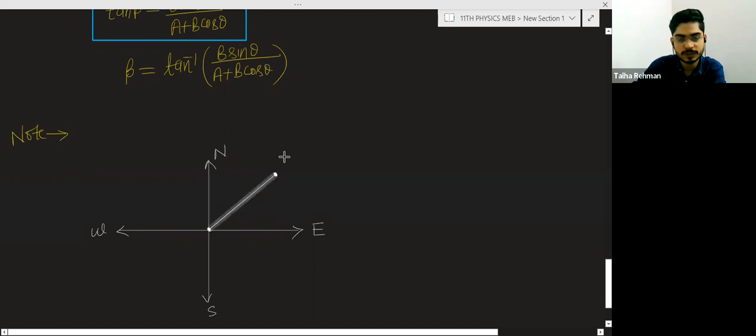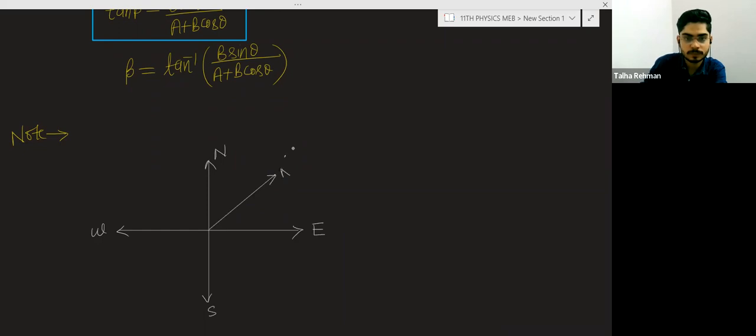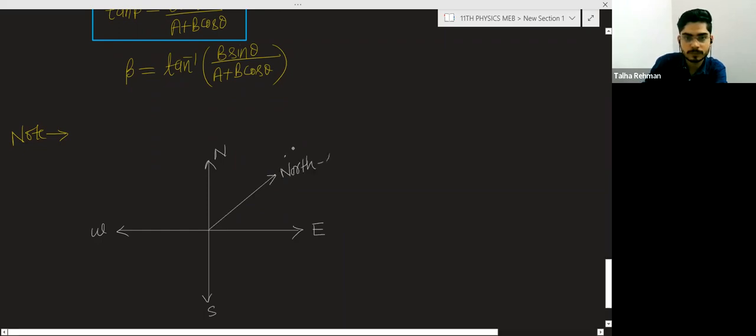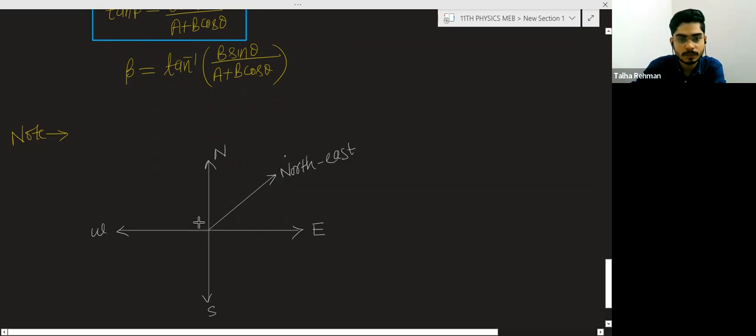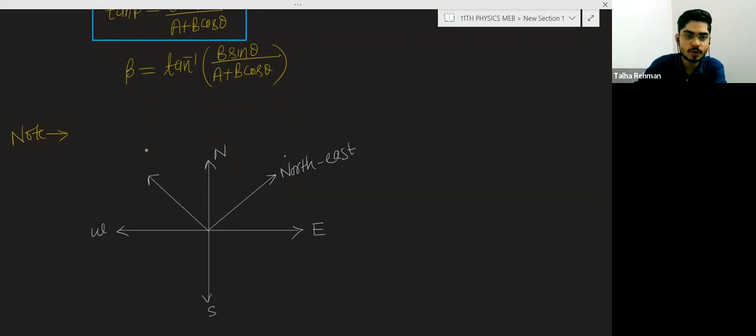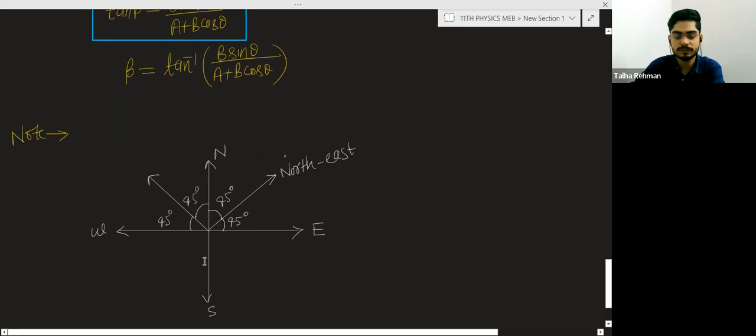This direction will be northeast direction. Someone is saying northwest direction, so northwest direction will be this. This direction will be northwest. And always remember this angle will be 45 degree always. This angle will be 45 degree if this is a northeast direction. East, west, north, south.